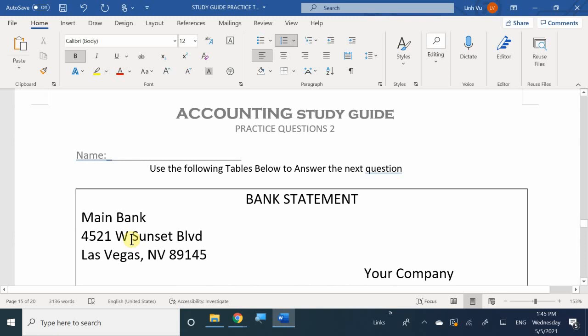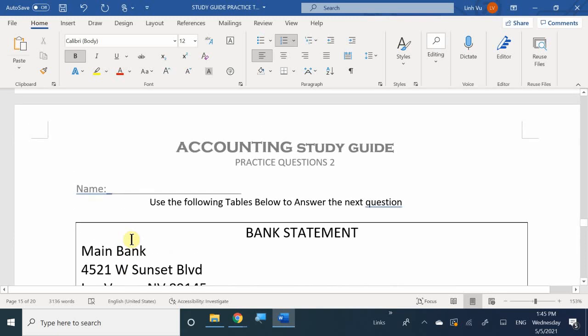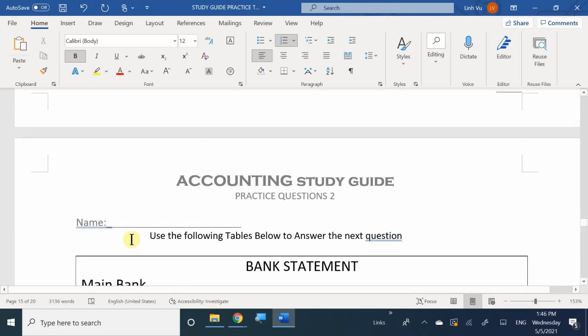Now we're going to be moving on to this question here. It says, use the following tables below to answer the next question. Hold on, let me take a look at this real quick.